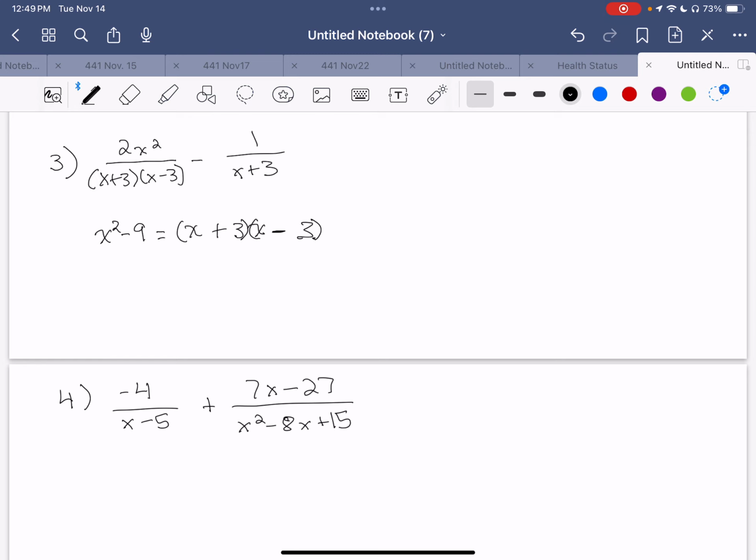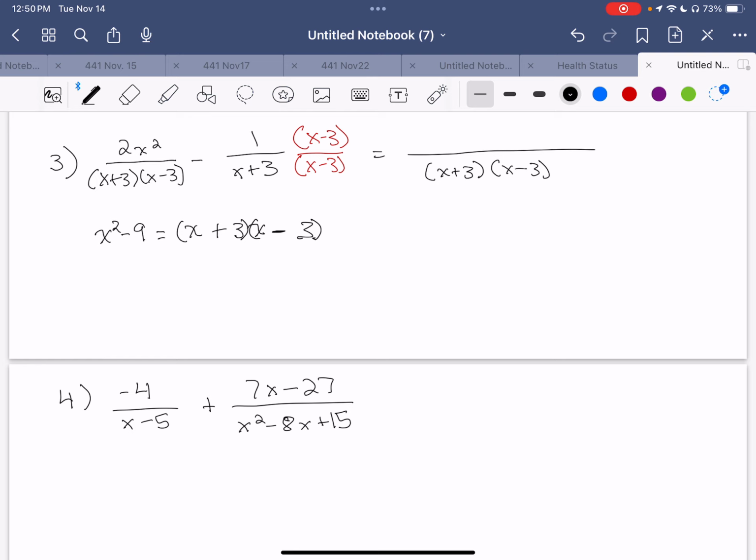Then I have my common denominator. Oops, I'm going to need some space here. So common denominator of x plus 3 times x minus 3. So I ask myself, what do I need to multiply by? I need to multiply by x minus 3. So that's my equivalent fraction creation.